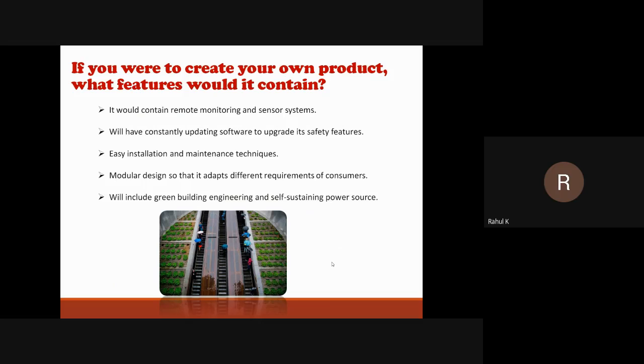We would also like to include advanced remote monitoring and sensor systems to prevent any damage or injuries to the customers who are investing in us. And we'll constantly update the software, so that if we update any software, the new features can be automatically updated to the escalators without any manual installation. These are the few we have in our minds.